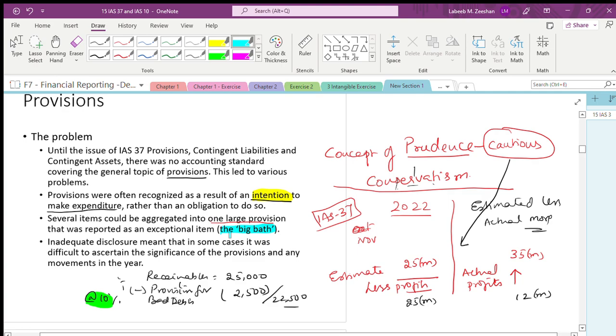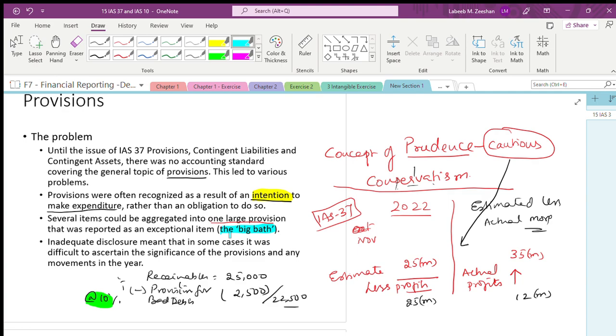Big bath is also the same thing for accounting. It's the exceptional item. We are going to say that yes, this is the loss. 25,000 is a loss. Will not show the loss one time, will not show 10 losses. Got my point? Will not show losses in 10 different places. Will show the loss at one place. That is the big bath.